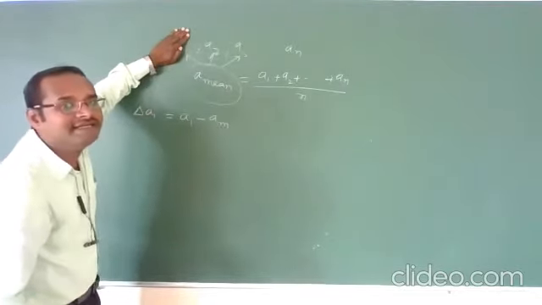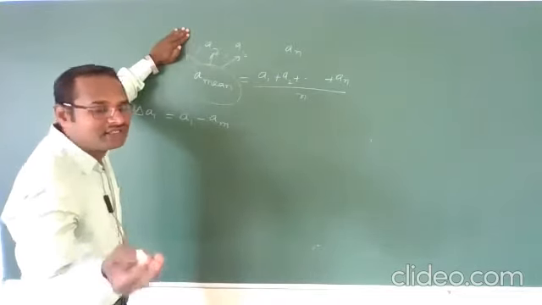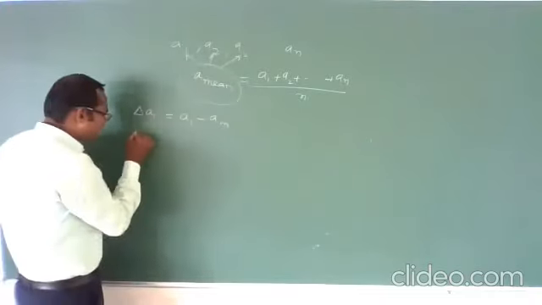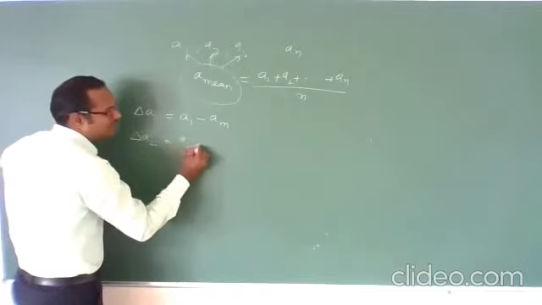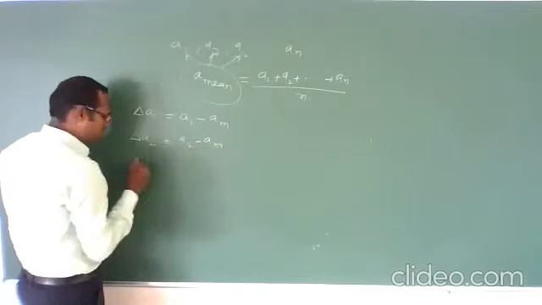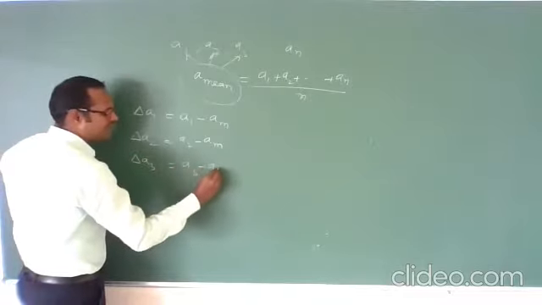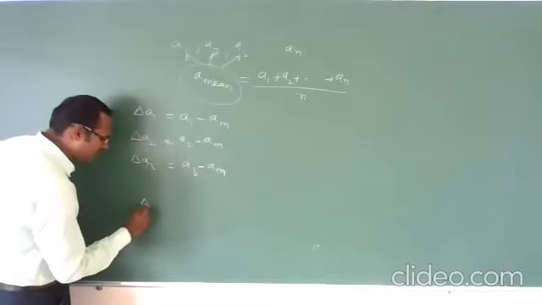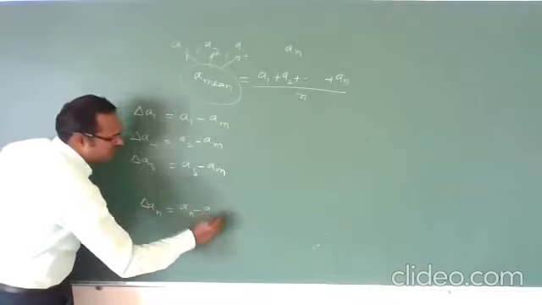Now, in that measurement, is there any error? Absolute error. That absolute error is this much. Here, for the second measurement also, delta A2 is A2 minus A mean. Third measurement, A3 minus A mean or A average. Like this, we will get all the absolute errors.